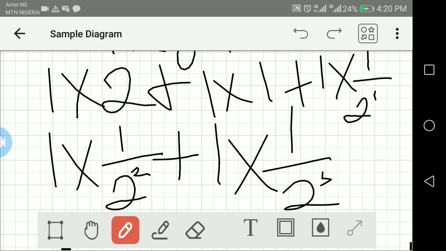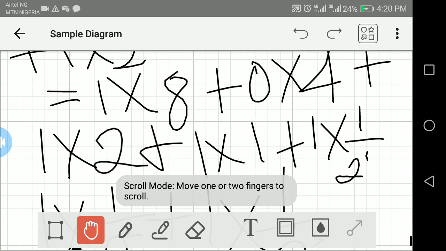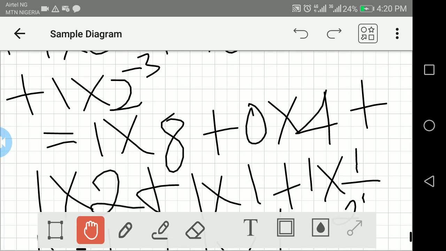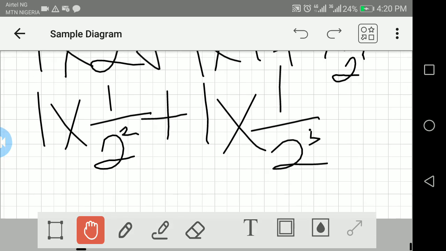Okay, to the power of 3. All right, so we have this. So let's go back again. This is our expansion that we did. Okay, expansion. All right, let's carry on.